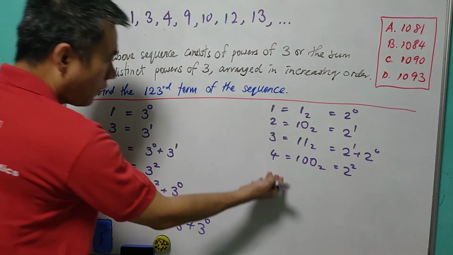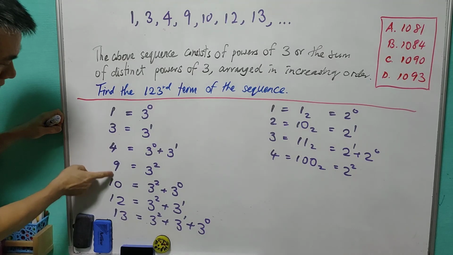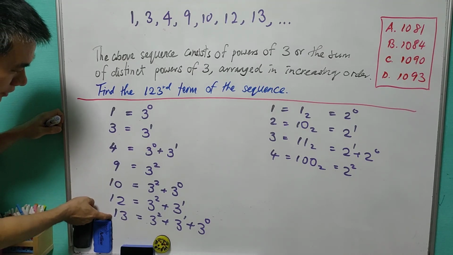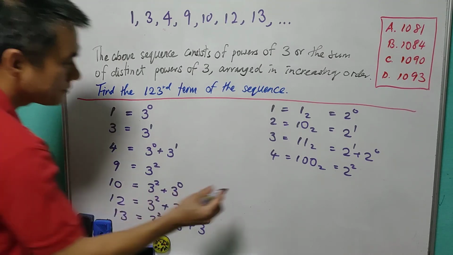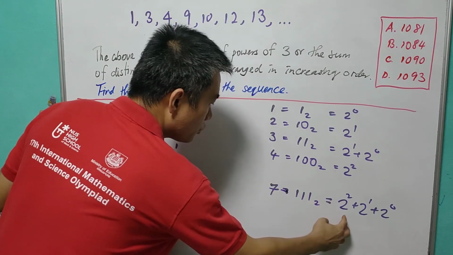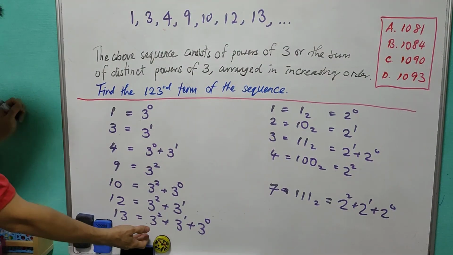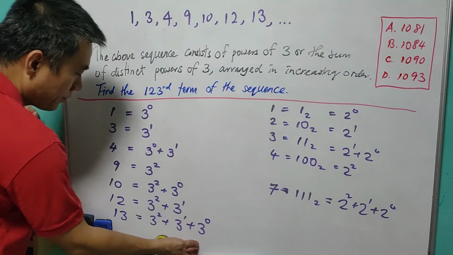And if we continue all the terms here, then we see that it has a one-to-one corresponding form. For example, this is the first, second, third, fourth, fifth, sixth, and 7th terms. So for the 7th term, 7 is equal to 1, 1, 1 base 2. That is 2 to the power 2 plus 2 to the power 1 plus 2 to the power 0. So it corresponds to 3 to the power 2 plus 3 to the power 1 plus 3 to the power 0.